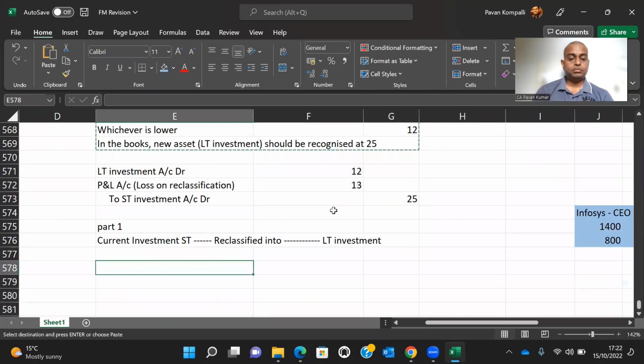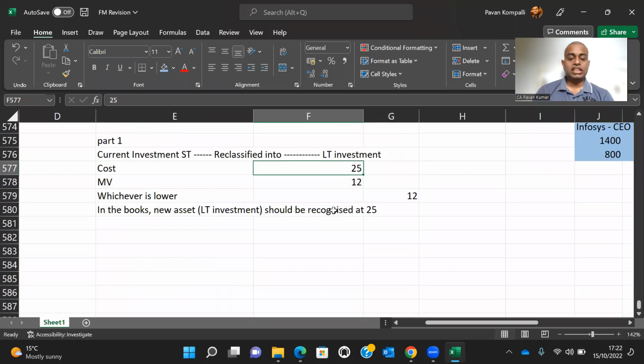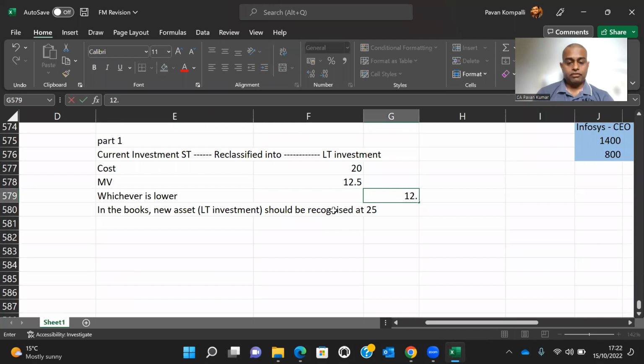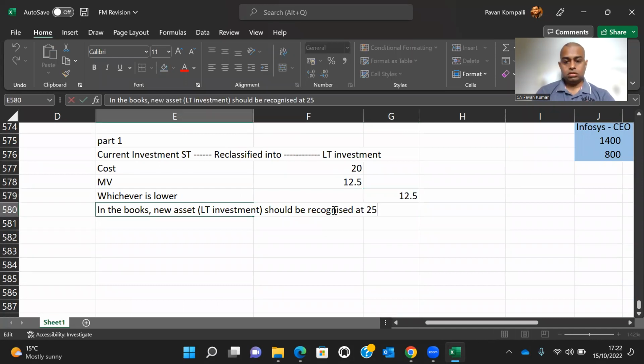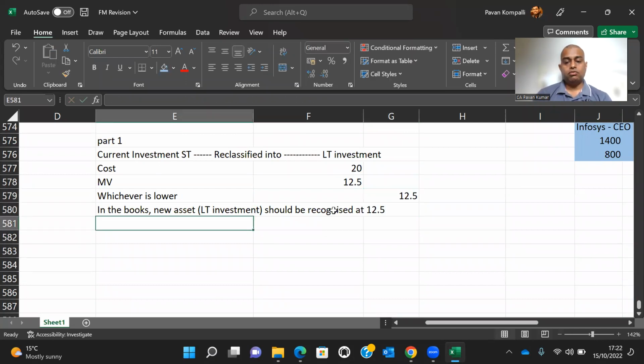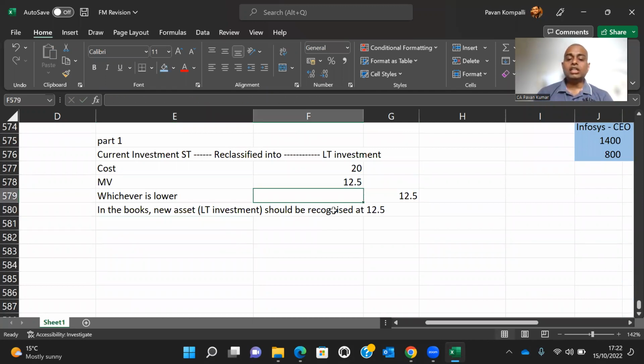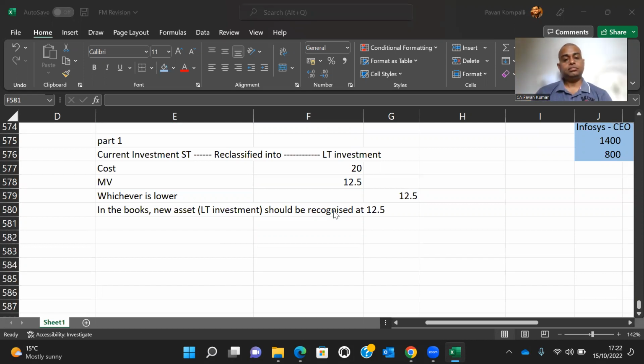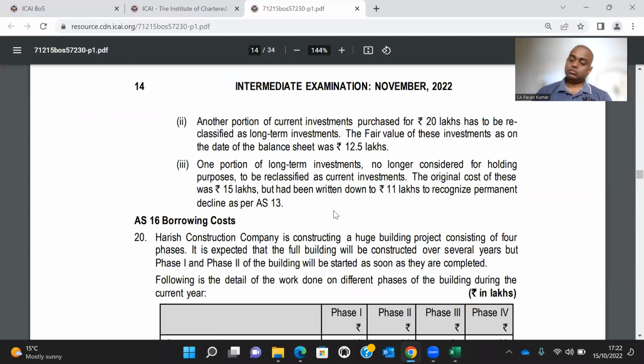So what will we take? 12.5 lakhs. Correct. Cost is 20 lakhs, sir. Fair value 12.5. Whichever is lower, 12.5. Okay, 12.5. Very good. Now, what is the journal entry? Do you think there is a loss of 7.5, Kavi? Yes, sir. What to do with 7.5? There is a loss. A debit to P&L account, sir. Very good. That's all. Long-term investments account debit, P&L account debit, to short-term investments.